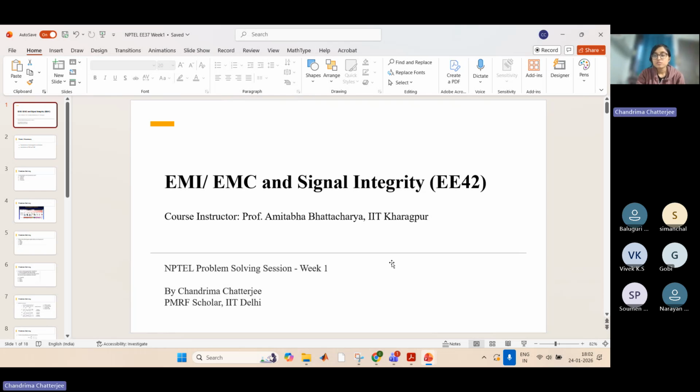So good evening, everybody. My name is Chandrima, and I am a PhD scholar in IIT Delhi. I am a teaching assistant for this course, EMI or EMC and signal integrity, and the course code is E42. This is kind of a doubt clearing session, and obviously we will also solve some numericals.